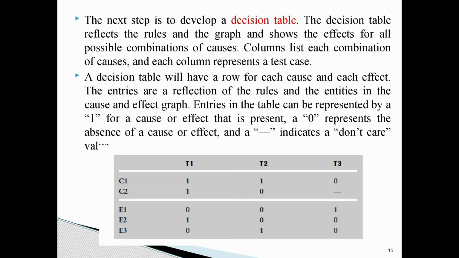So here, if causes C1 and C2 are present, then effect E2 will occur. If cause C1 and cause C2 are not going to occur, effect E3 will be occurring. Then if C1 is not occurring and C2 may occur or may not occur, then E1 will be occurring. So this is an example. This is the way we are going to convert to the table.